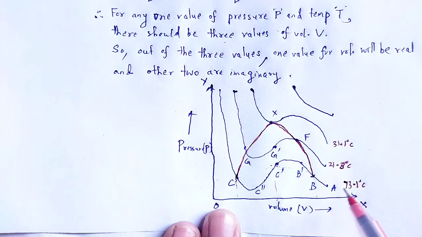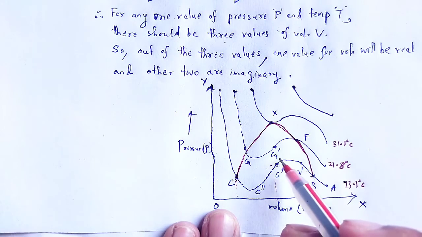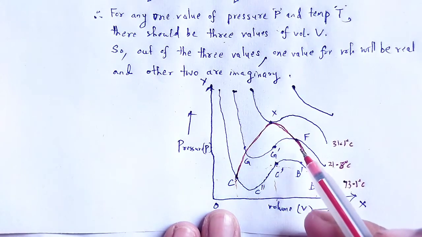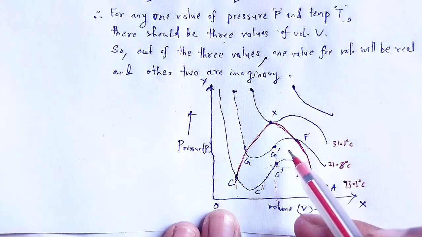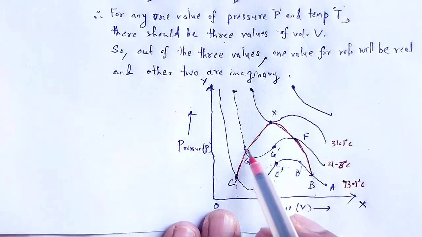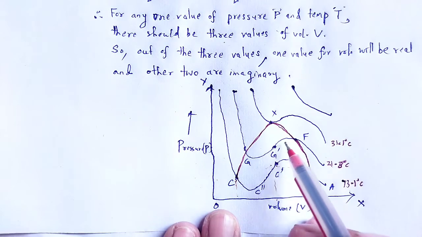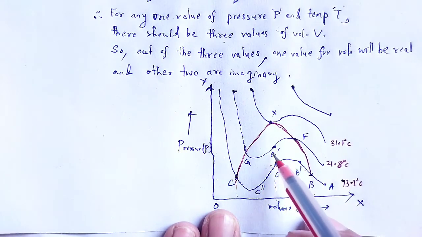When the temperature is kept constant and equal to 13.1 degree Celsius. With the increase of temperature up to 21.8 degree Celsius, the isotherm moves up, and the 3 values of volume get closer as shown in the figure as G, G dash and F. These 3 values of volume are very close.